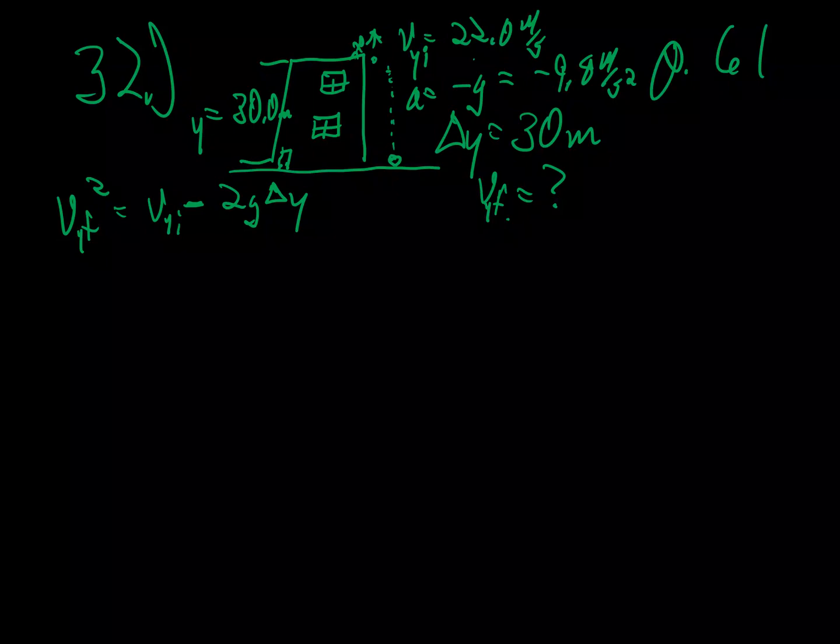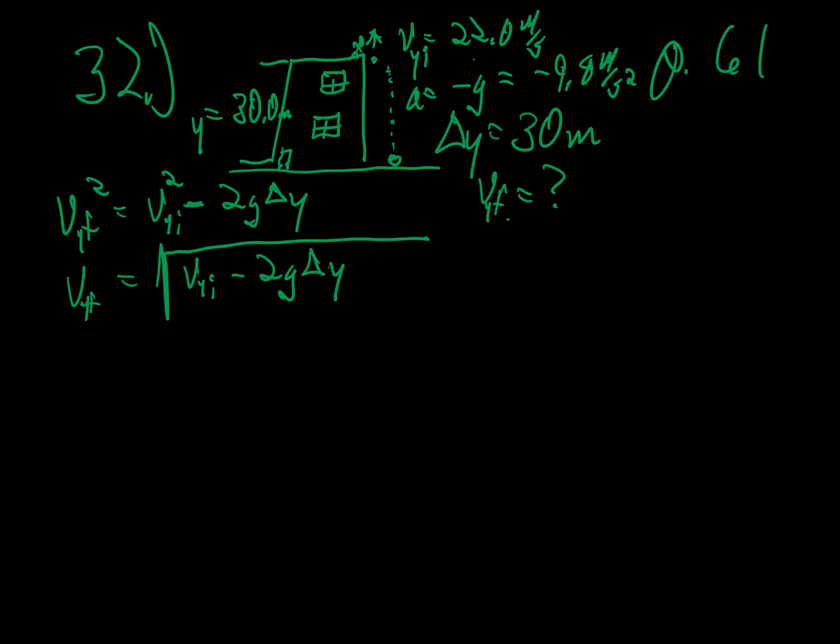We have our initial velocity. We have our final velocity. Now watch this. Let's solve for final velocity. So final velocity in the y direction, Vy final, is equal to, well, let's solve for that. We're going to take the square root of both sides, and by the way, that's squared. So this is going to be the square root of Vy initial squared minus 2g delta y. Correct?